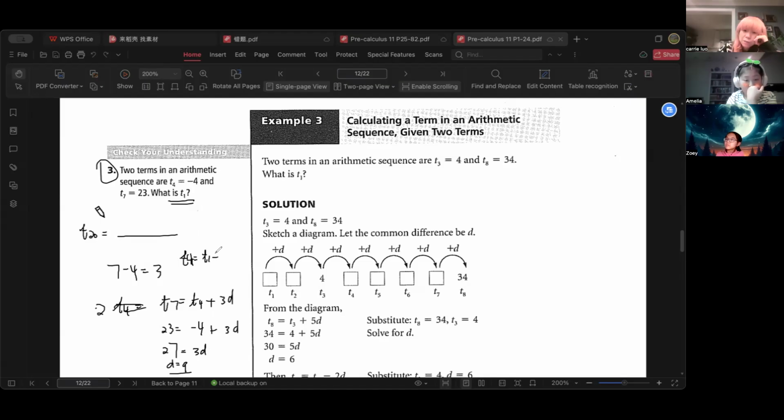Right? So because D equals 9, what is T1? T4 equals T1 plus 3D, right? That's the same thing. So T4 equals -4, and T1 plus 3D, where 3D is 3 times 9. So T1 equals what? -4 equals T1 plus 27. So move 27 to the other side: -4 minus 27 equals -31. Correct?